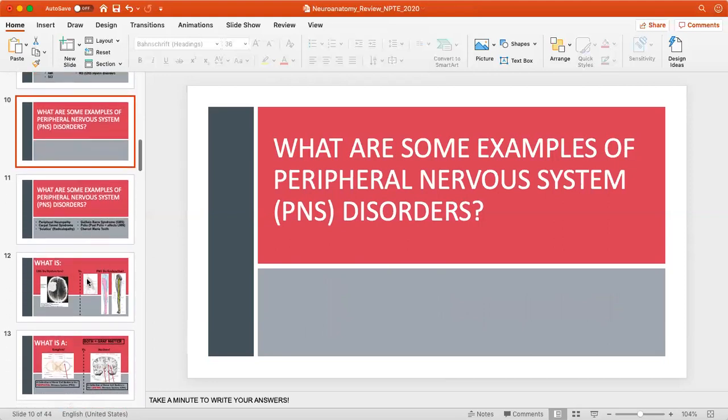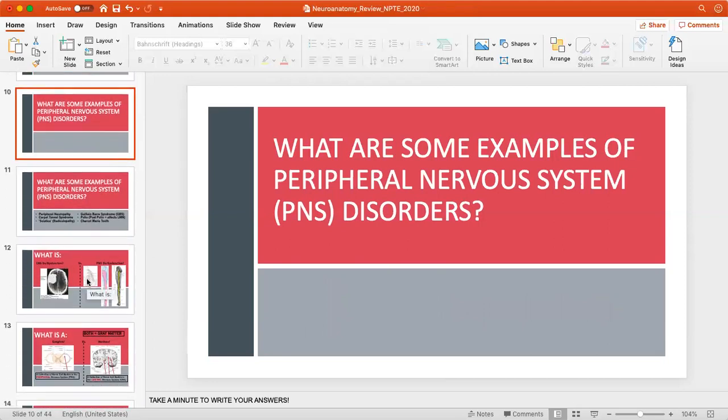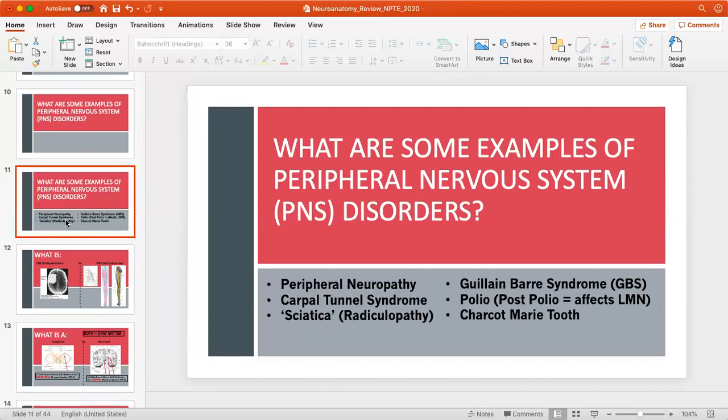And then let's contrast that with some examples of peripheral nervous system disorders or lesions. So the peripheral nervous system, again, we talked about being made up of everything distal or towards the periphery from the spinal cord. So our peripheral nerves, our nerve roots. What are going to be some examples of lesions or disorders that affect that part of the nervous system? Okay, so we're thinking about peripheral neuropathy or disorders with peripheral nerves where you have maybe sensory deficits, maybe motor deficits, maybe both. Carpal tunnel.